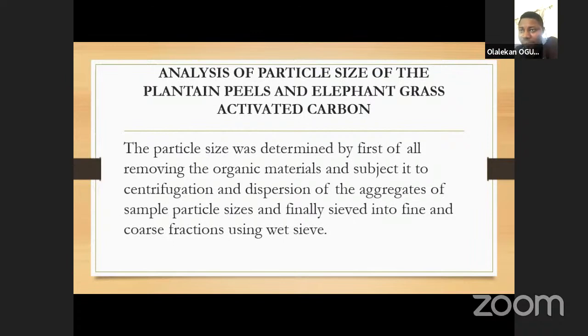Okay. You can see here, we're talking about the analysis of particle size of the plantain peels and elephant grass. The formula was given according to the one prescribed in that ASTM also. So it has to do with subjecting the material to centrifugation and dispersion of the aggregate of sample particle size. Next slide.